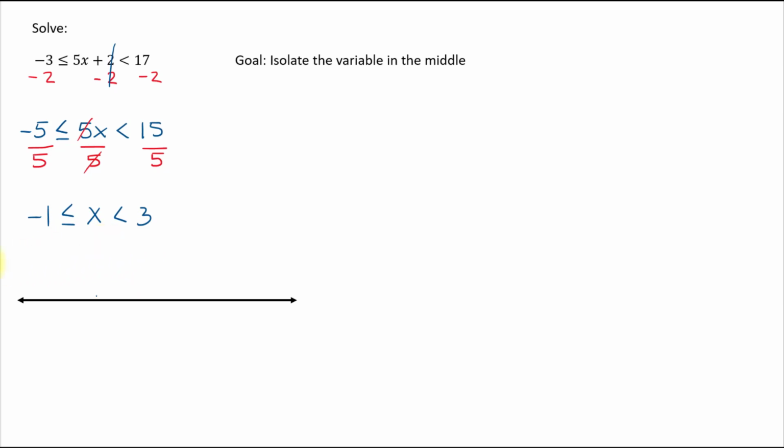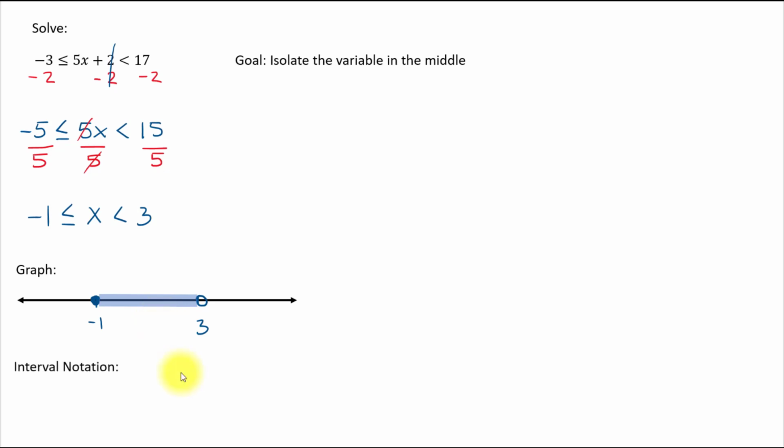First, I'm going to place values -1 and 3. Then I'm going to address the corresponding points. Since the inequality symbol that's right next to -1 is less than or equal to, I'm going to place the closed point at -1, and since the inequality symbol that's next to 3 is less than, I'm going to place an open point right next to 3. And then I highlight between these values. This is the solution expressed by the graph.